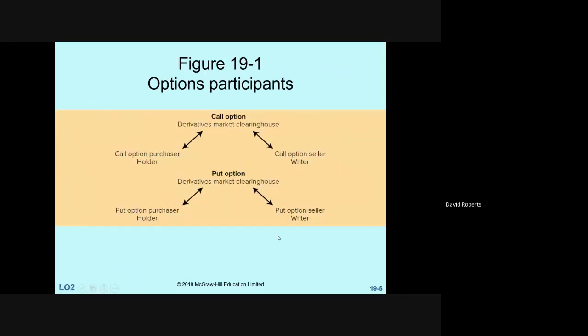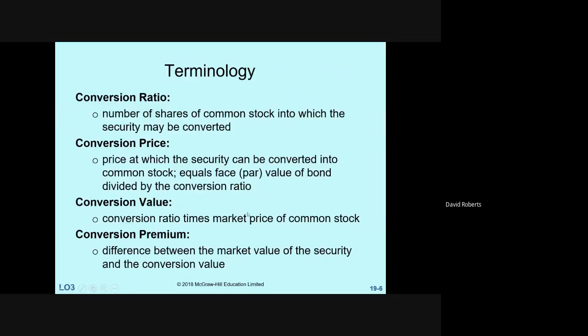So here's just a graphic representation of calls and puts. A convertible bond allows the bondholder, at their discretion, to convert the bond into a certain number of shares. So it's considered to be a positive from the bondholder's point of view. If the shares are doing well, you can convert your bond into shares at a preset ratio and price.